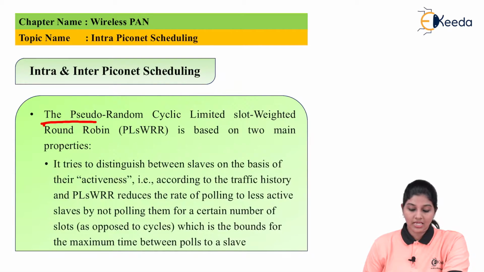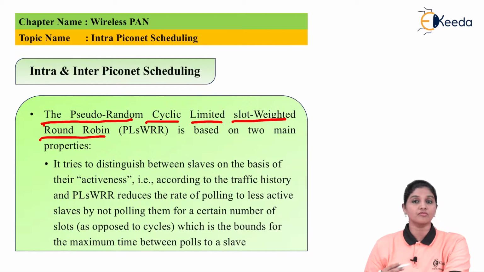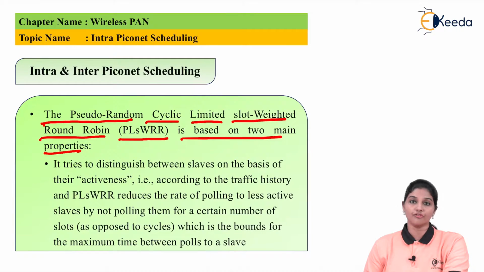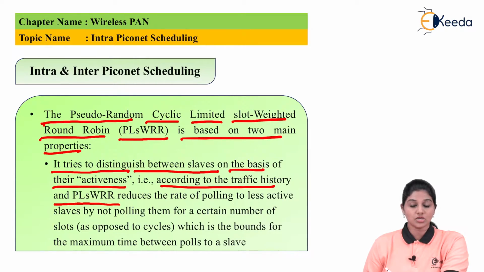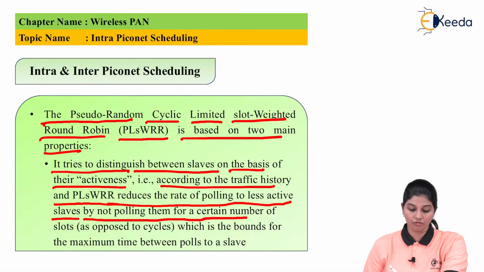The pseudorandom cyclic limited slot weighted round robin protocol, or algorithm, is another type of algorithm which is used for inter and intra piconet scheduling, and it is denoted by PLWRR. It is based on 2 main properties. The first property is that it tries to distinguish between the slaves on the basis of their activeness, that is, according to the traffic history, and PLWRR reduces the rate of polling to less active slaves by not polling them for a certain number of slots.